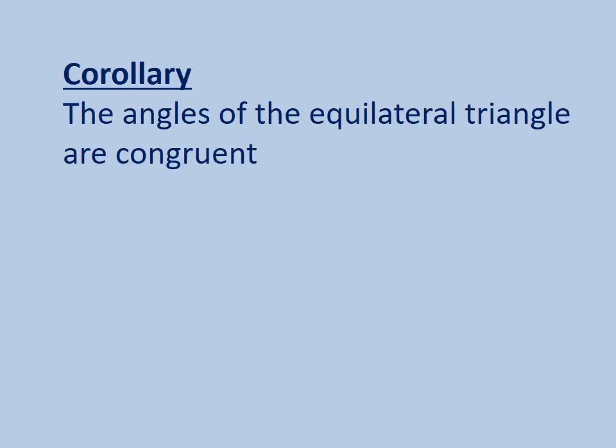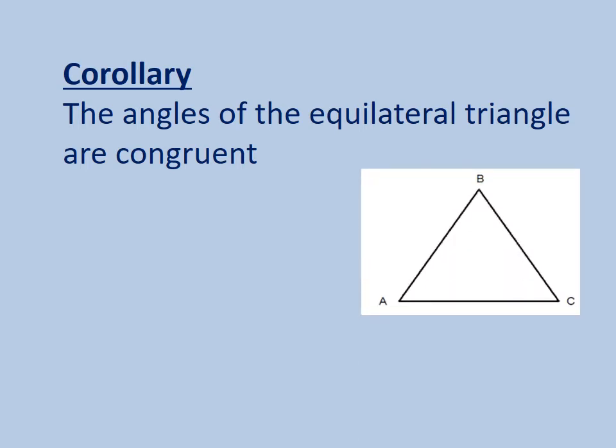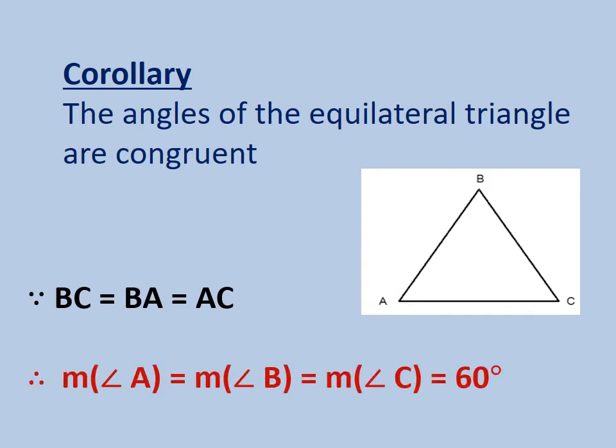Corollary, the angles of the equilateral triangle are congruent. Here we have ABC is an equilateral triangle since AB equals BC equals AC. Then the measure of each angle will be 60 degrees. We write since BA equals BC equals AC, then measure angle A will equal measure angle B will equal measure angle C will equal 60 degrees.